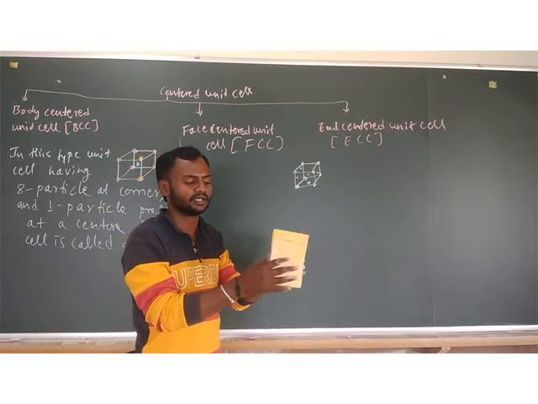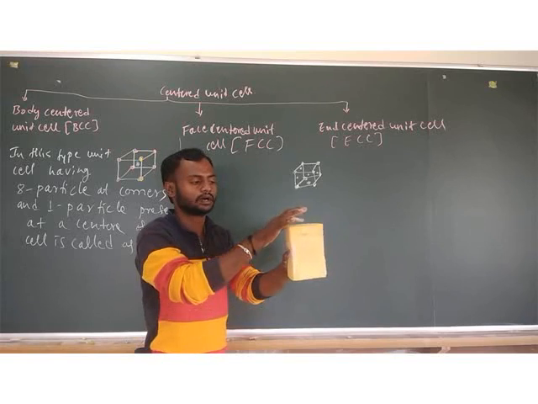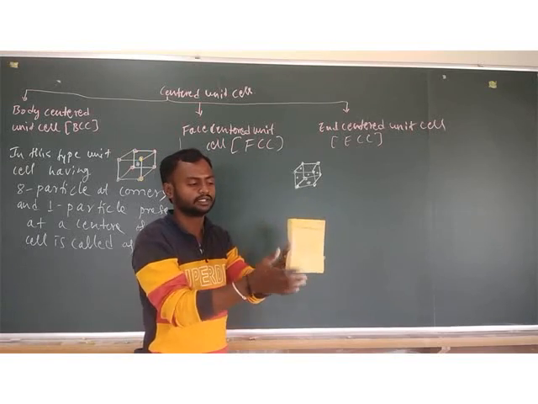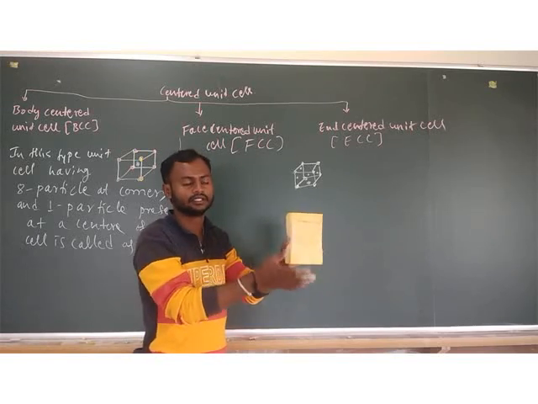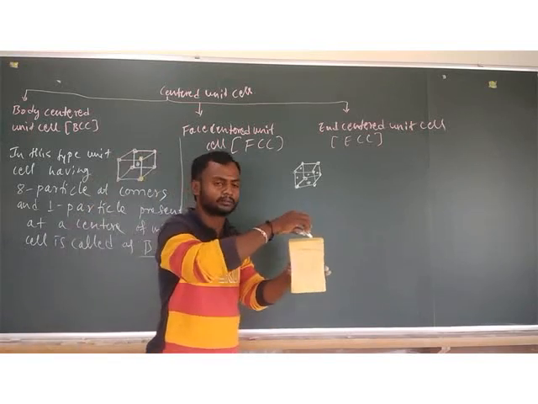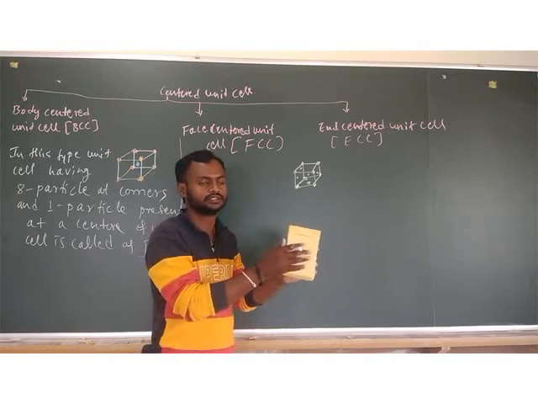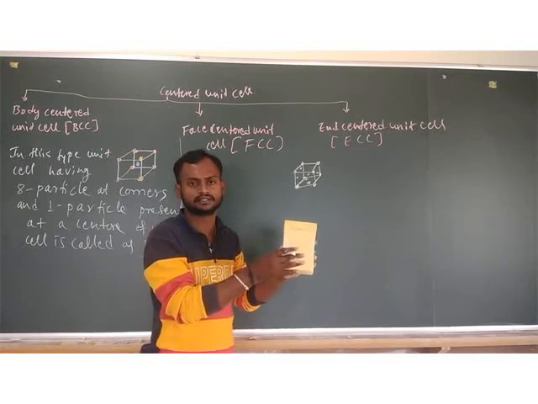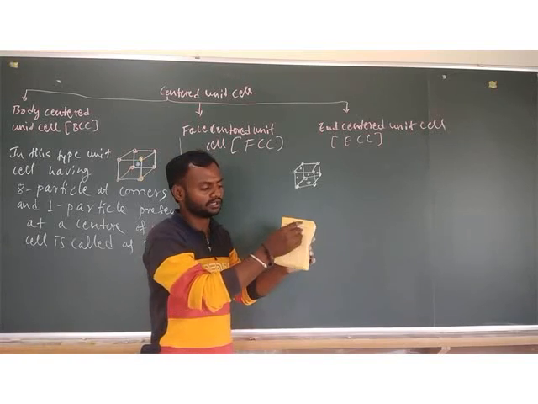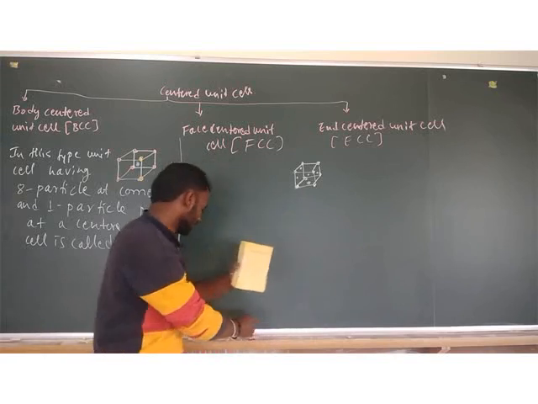So this initial contains 6 faces: 1, the opposite face 2, the upper face 3, the lower face, and these are adjacent faces. So there are 6 faces, along with these corner points, upper corner points as well as the lower corner points. This is assumed in a 3-dimensional space.